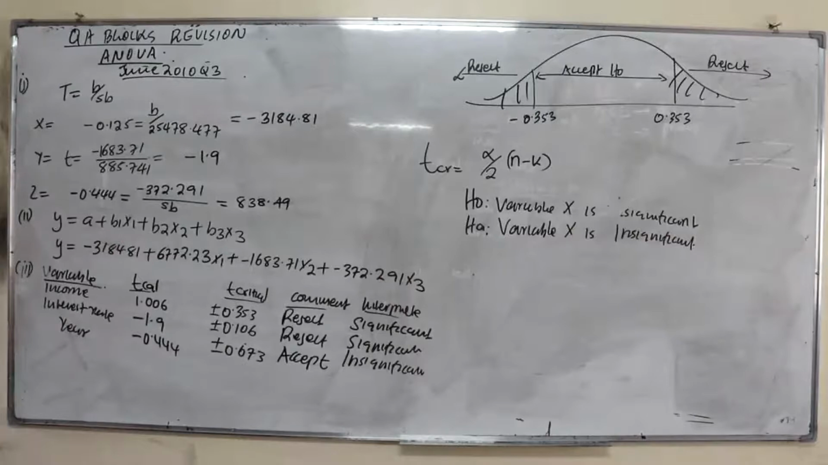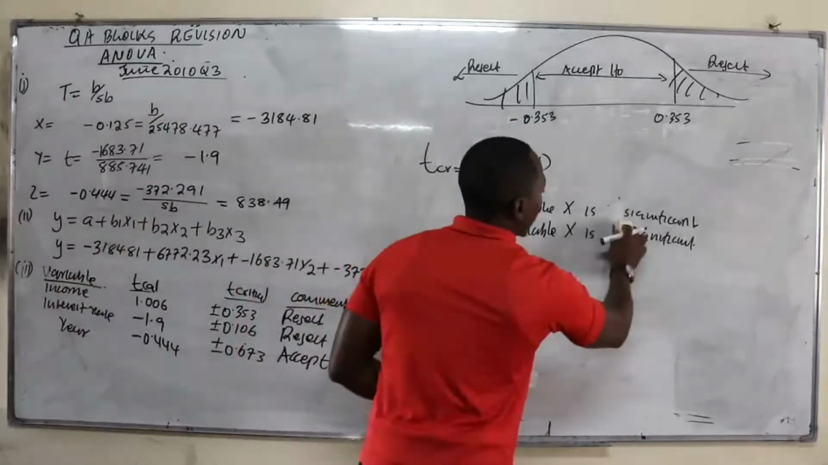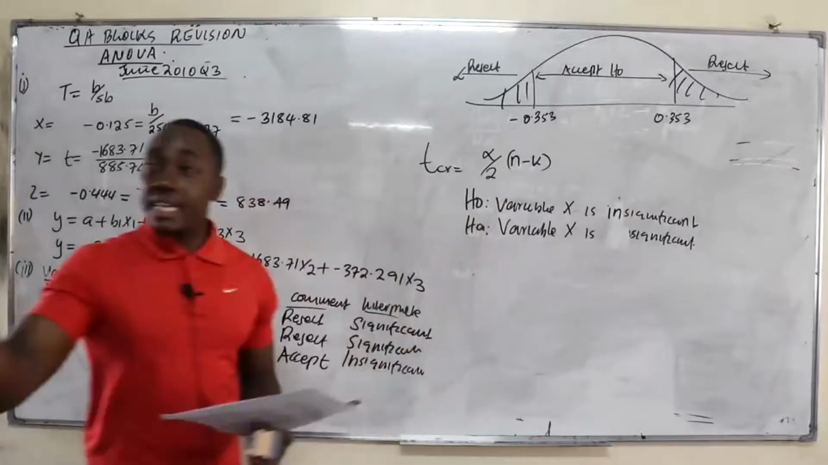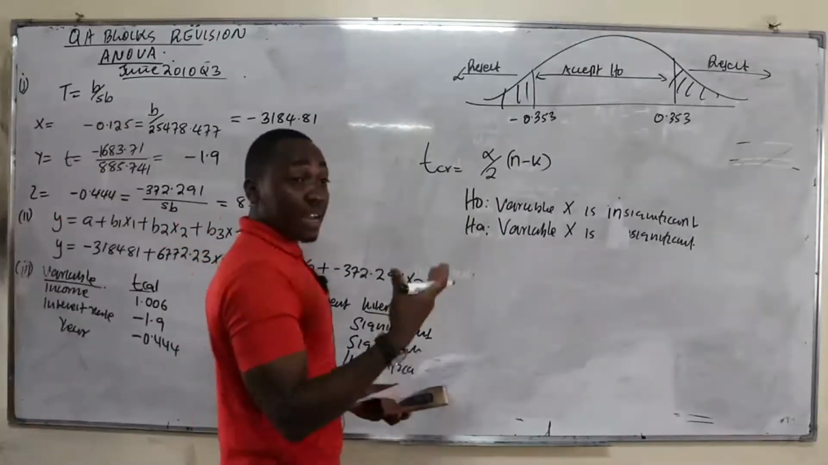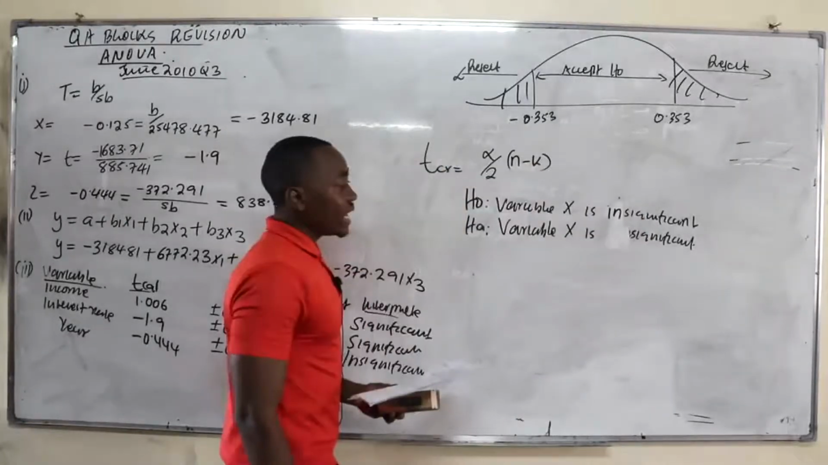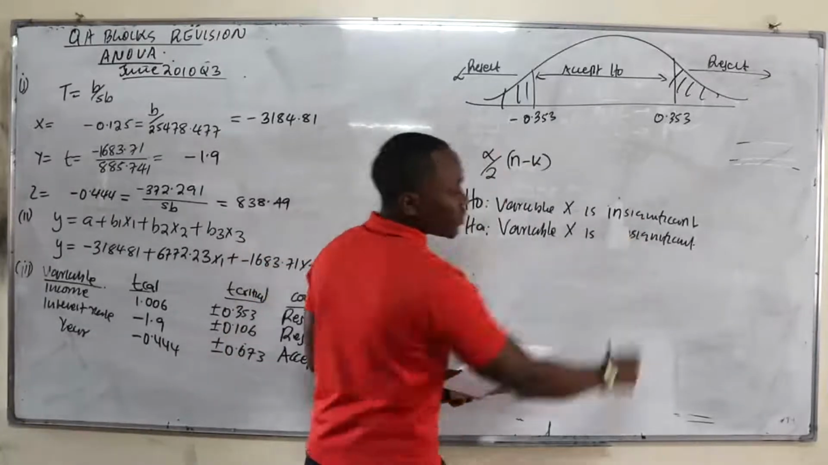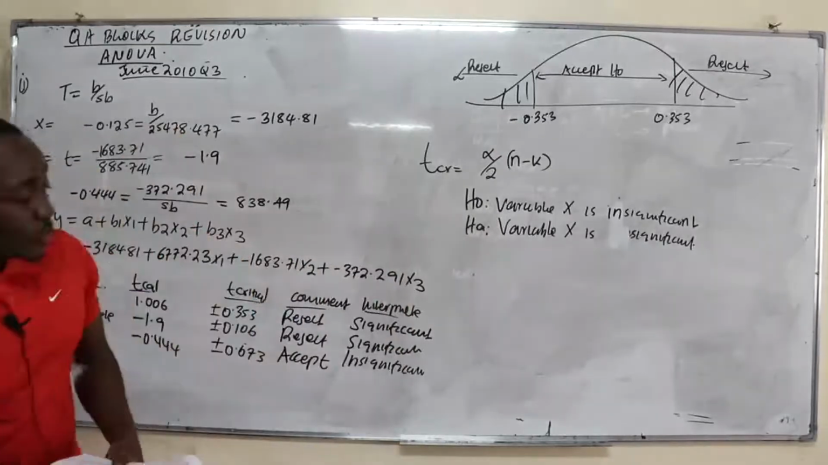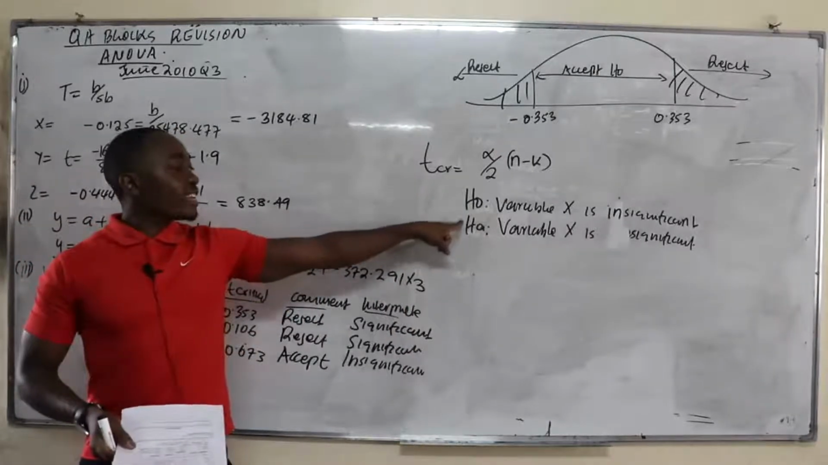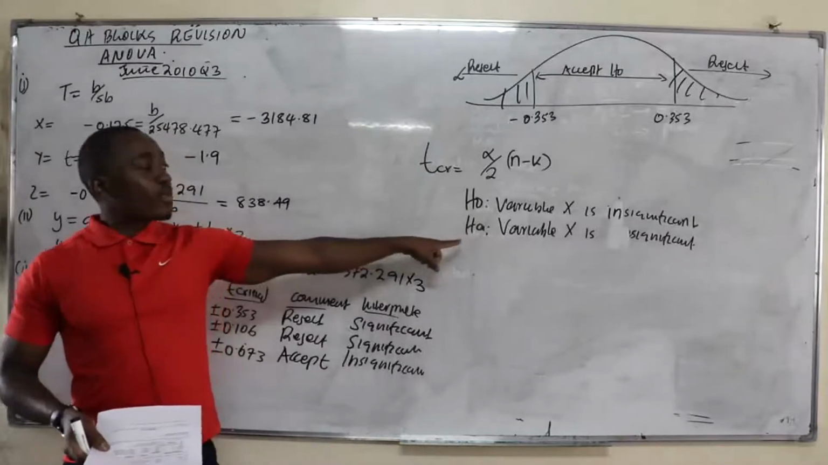Sorry, it's the opposite. The null hypothesis says variable X is insignificant. First of all, it casts the doubt that the relationship between the variables is insignificant. Then the alternate says the relationship is significant. So what do we mean? If you reject the null hypothesis, that means we accept the alternate hypothesis.